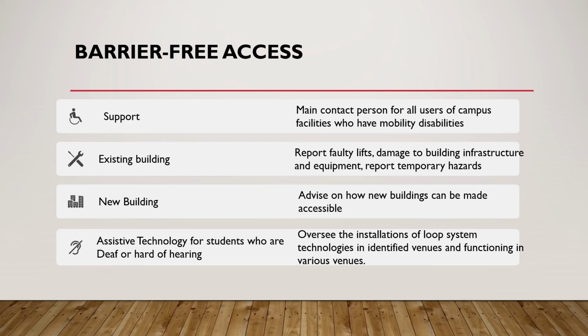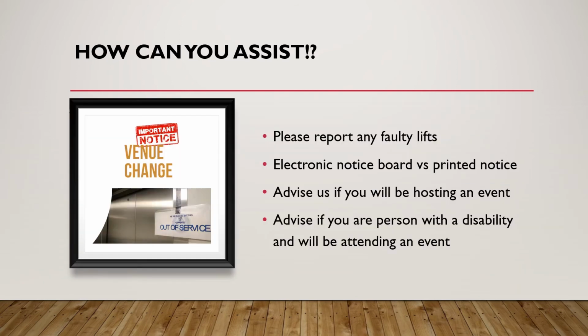Now to the most exciting section of this presentation: how you can assist in creating a barrier-free UCT. Firstly, reporting a faulty lift. A lift creates vertical access for persons with mobility impairments, including wheelchair users, in a building. If a lift is faulty, a barrier is instantly created. So please report the faulty lift immediately or contact me and I will commence with the formal reporting process.